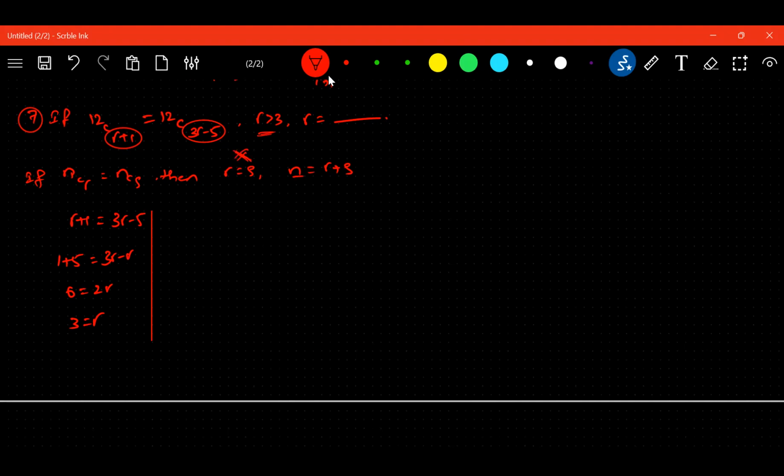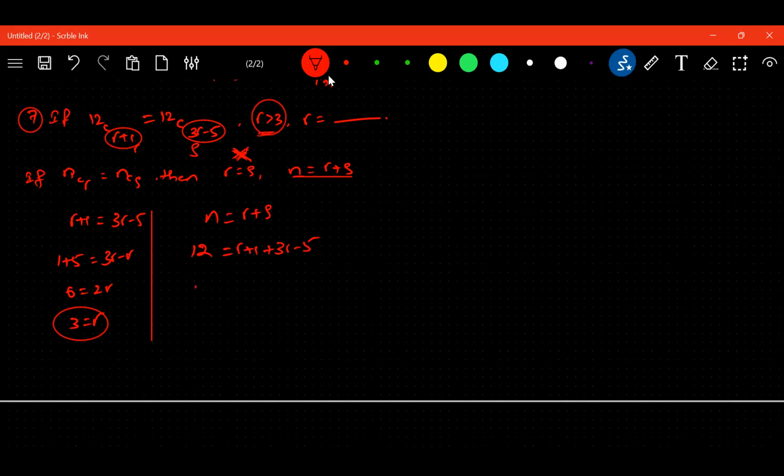Even if I try to solve for this condition, there is no use because they have given the condition that R is greater than 3, but I got R value as 3. So now let me go for this condition: N is equal to R plus S. What is N? 12. 12 is equal to, what is R? R plus 1. What is S?